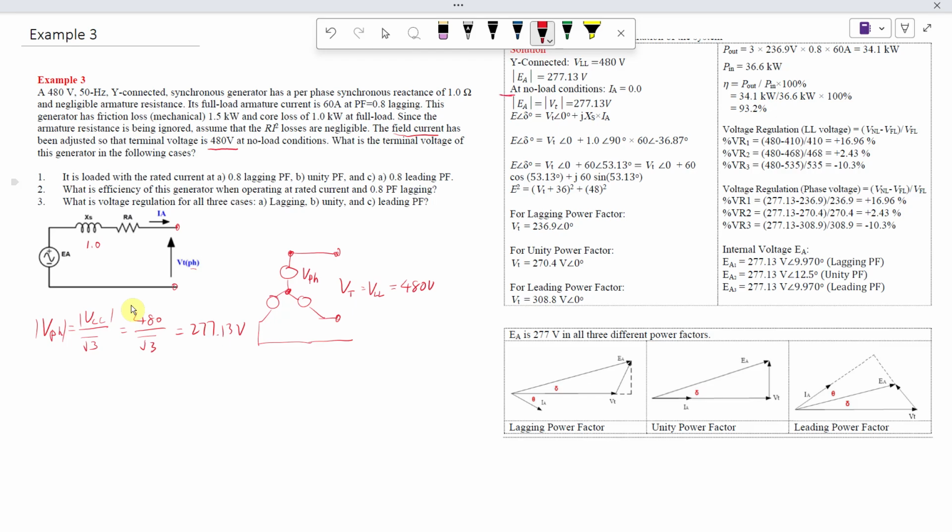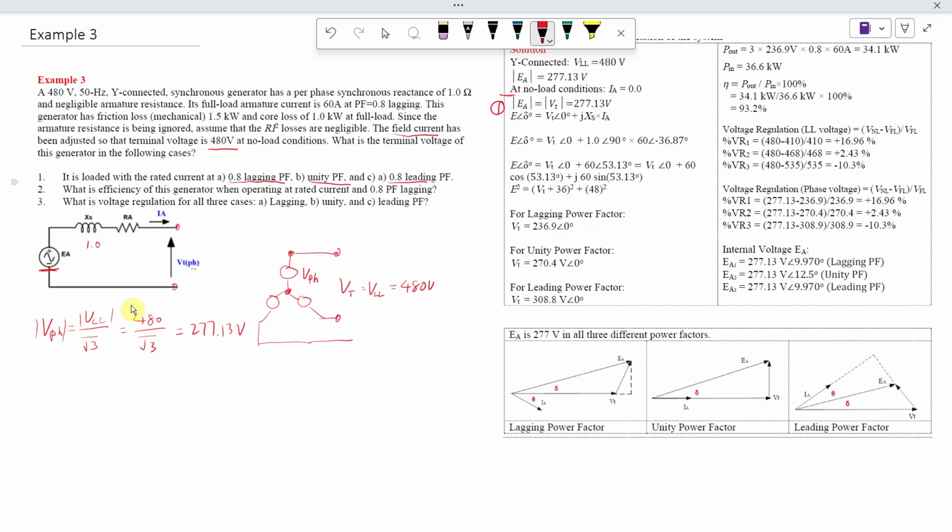So what is the terminal voltage of this generator in the following cases? EA will not change no matter what the load is. Then we're going to have 3 loading conditions. It will definitely affect the current, but the EA will be the same. We're going to see that. Okay, so start from here. We start to calculate the first question, at the load with 0.8 lagging power factor.